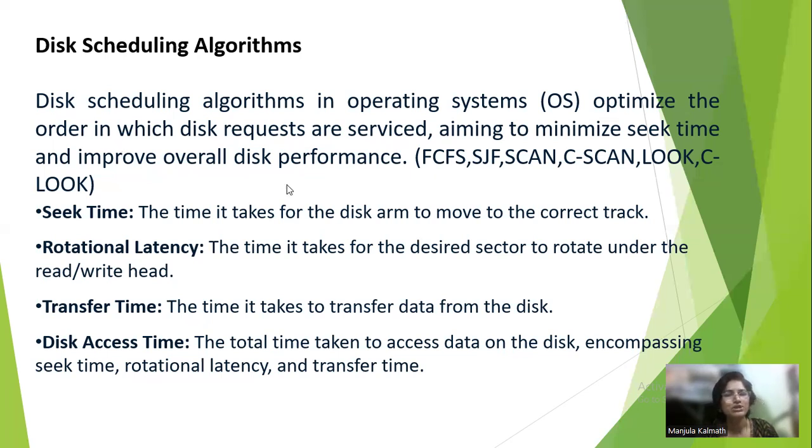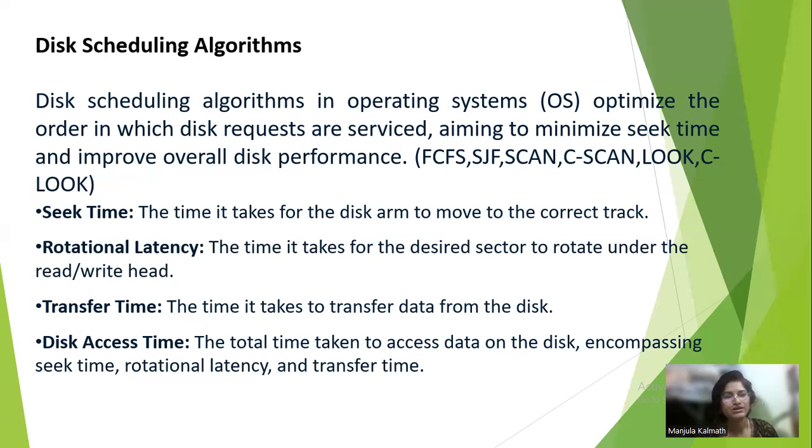Before diving into these algorithms, we will look at some key points related to disk scheduling: seek time, rotational latency, transfer time, and disk access time. These are the total time taken to retrieve a file from the hard disk to main memory. In order to transfer the file, the total time it takes is divided into different segments: seek, rotational latency, transfer, as well as disk access.